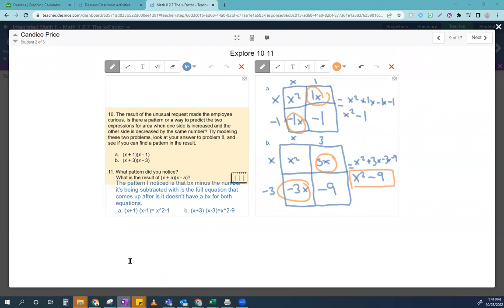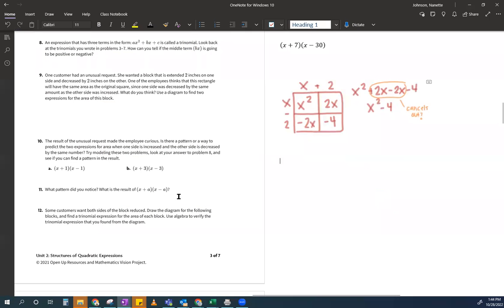Okay, so if you really get this, what would this one be? Number 11 says, what pattern did you notice that will result in x plus a times x minus a? What would this equal? What would I write on this side? Thinking about this over here, what would I write for this side? Because remember, those little guys cancel, right?